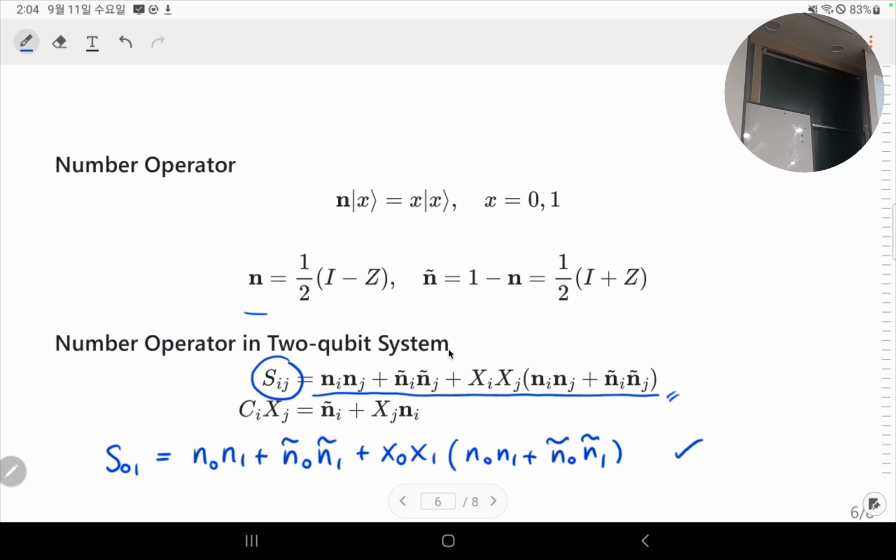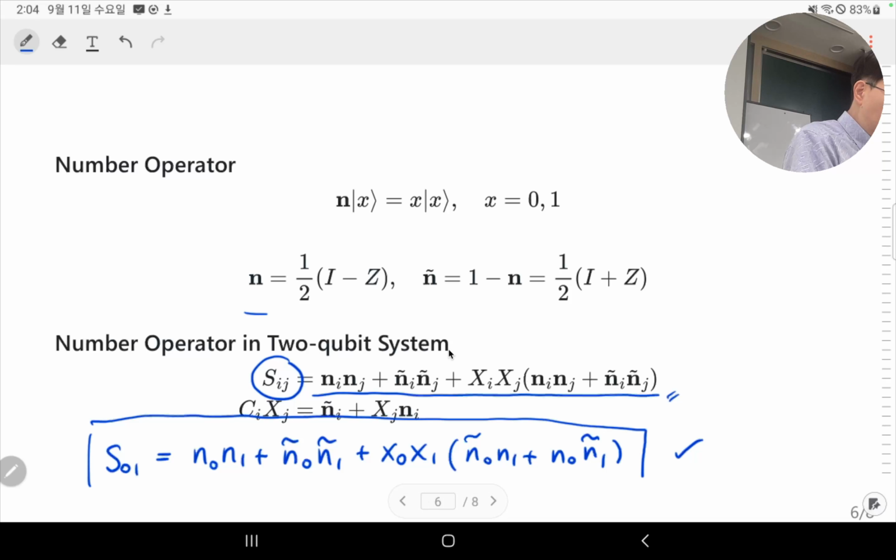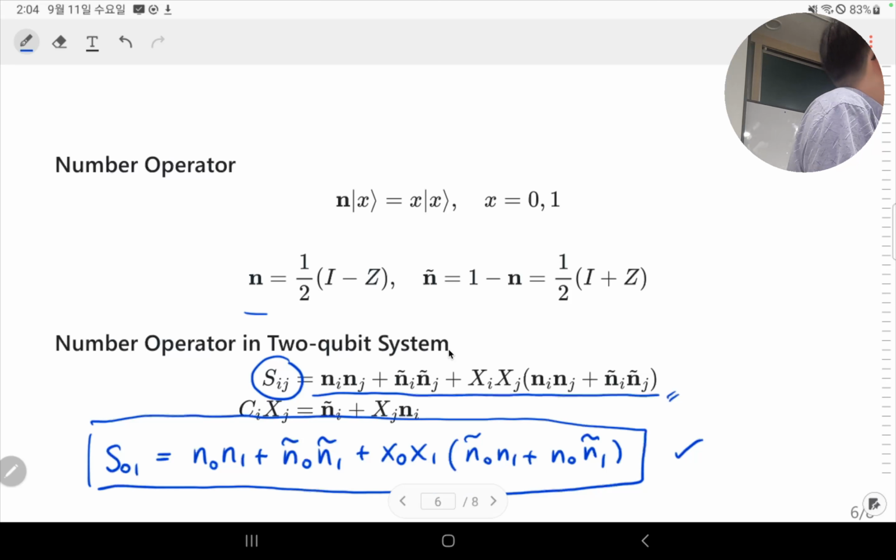So does anyone want to talk about why? Let me show you the correct form. So this is the correct form. Does anyone want to talk about why this is true? Why this works? Is there any group that wants to talk about why?